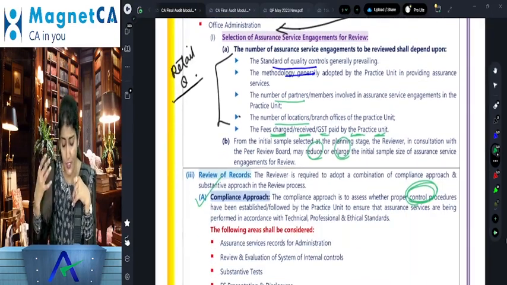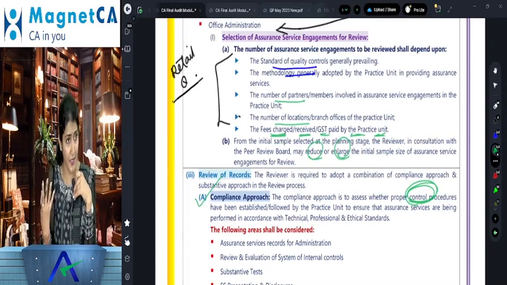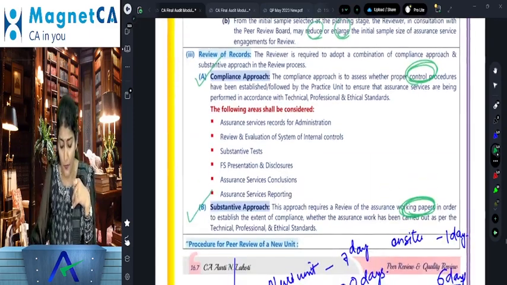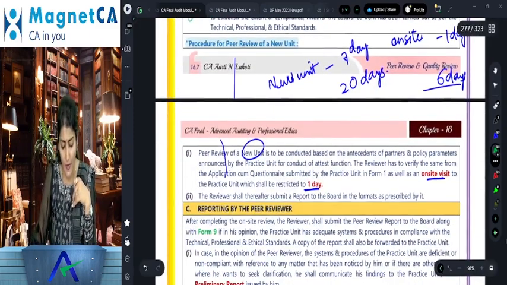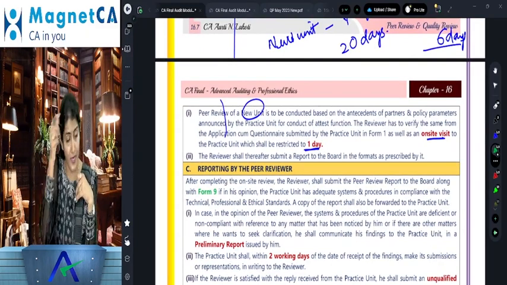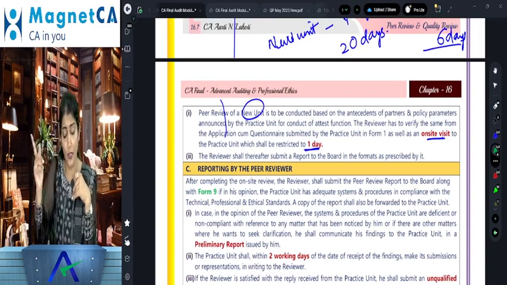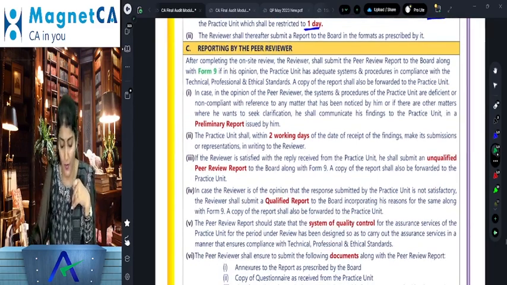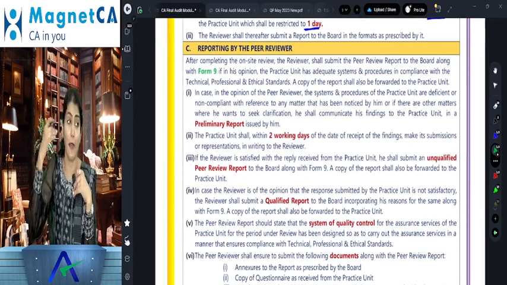Okay, then initial sample size, can it be increased or decreased? Yes. Then also review of records, you go for the compliance and the substantive approach. Then peer review of a new unit. Entire process has to be completed within 7 days and on-site review should not extend the 1 day. Okay, and then we come to the reporting by the reviewer.